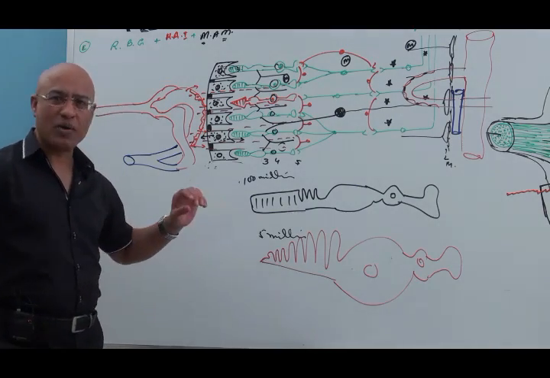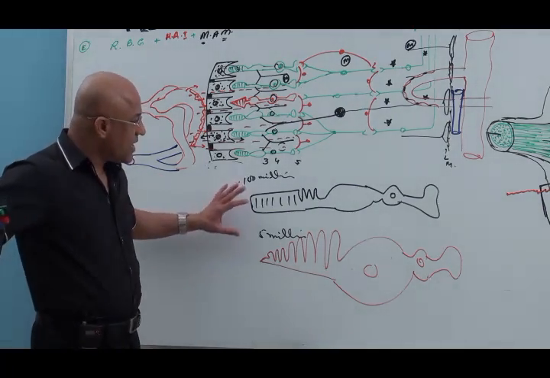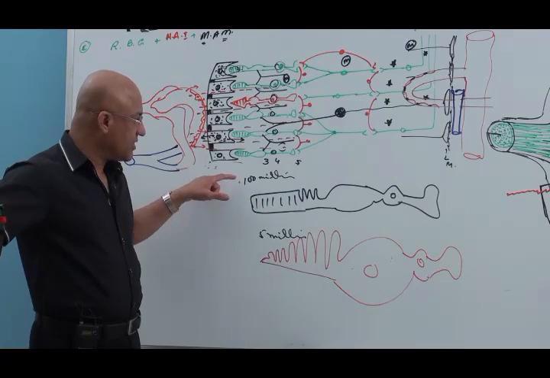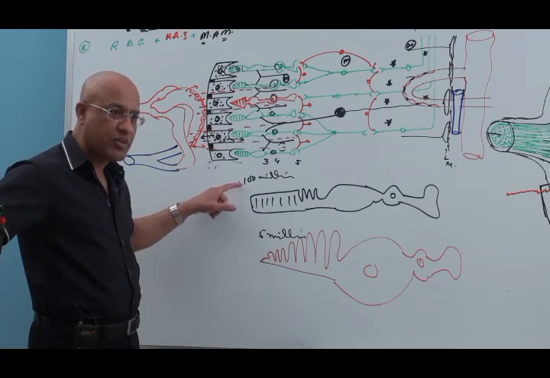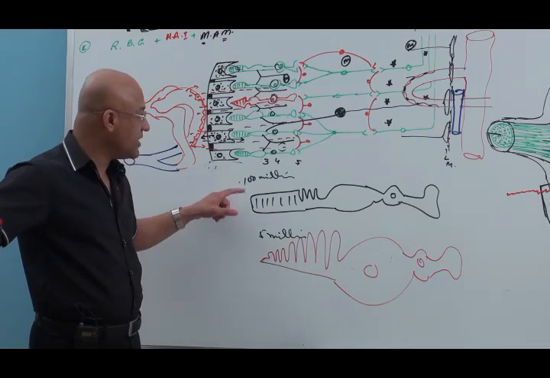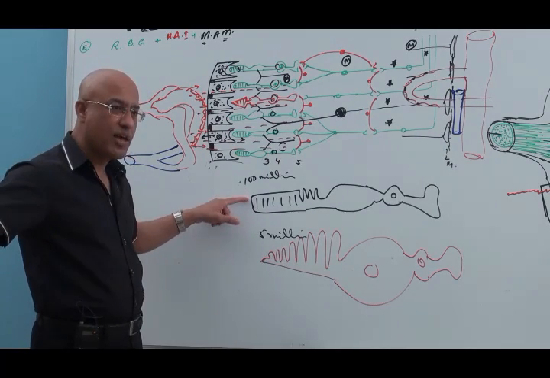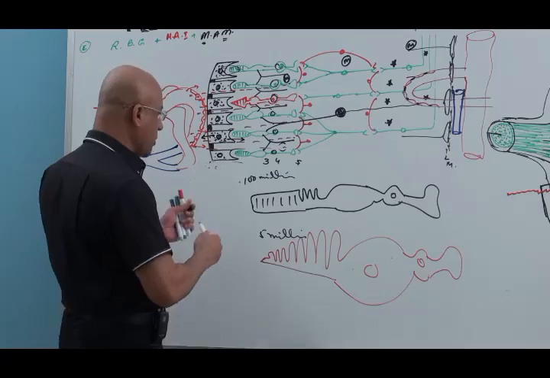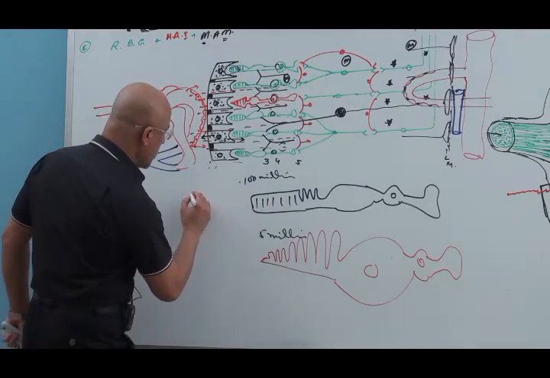Wow, very bad. Okay. So this is about more differences. These are 100 million, these are 5 million, these are rod shaped, these are conical shaped. Yes, these are having rhodopsin as their visual pigment. What is there? Rhodopsin.